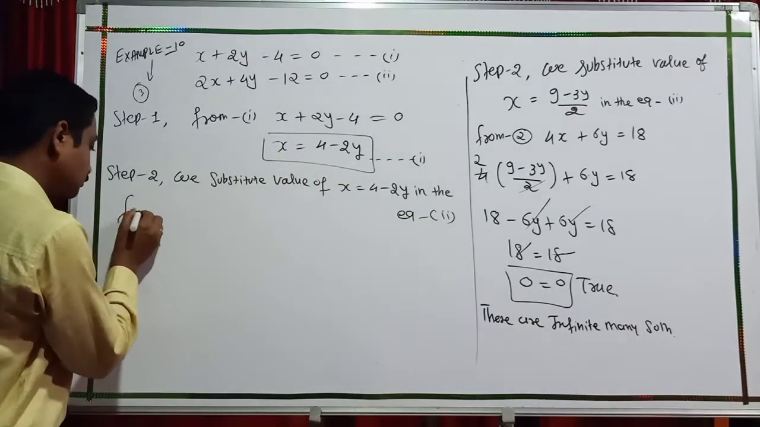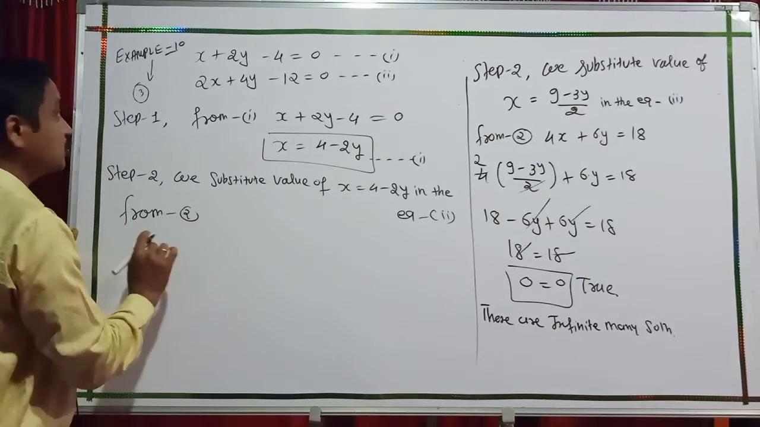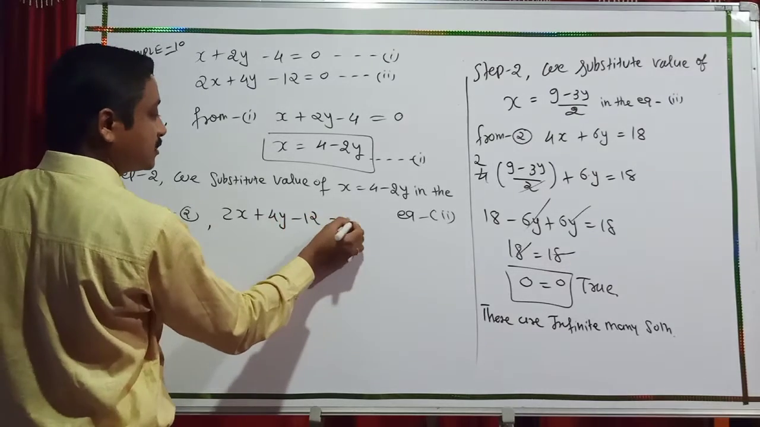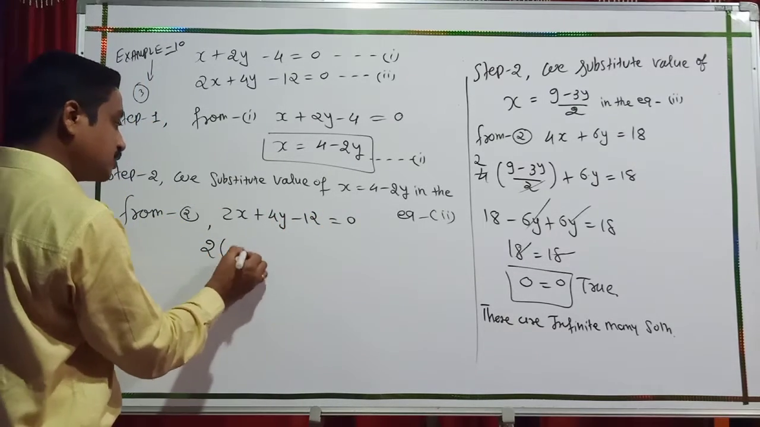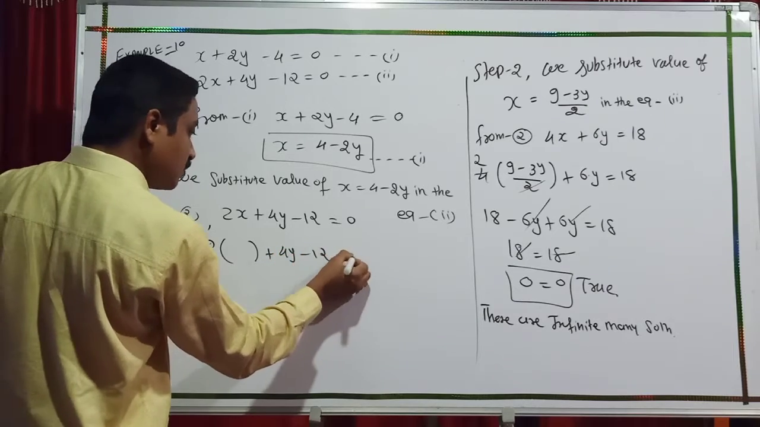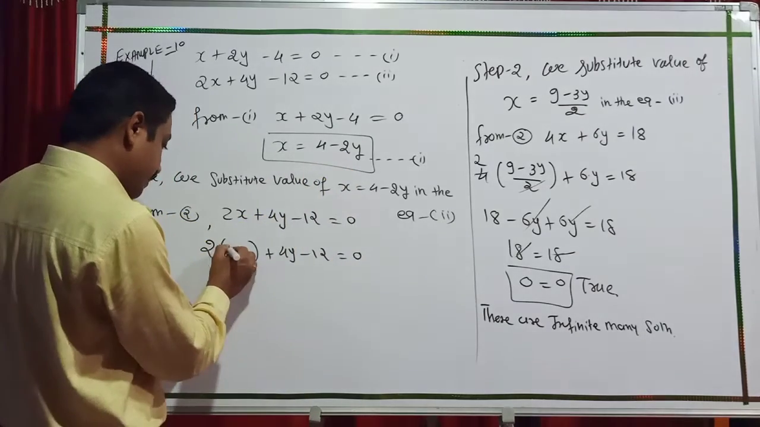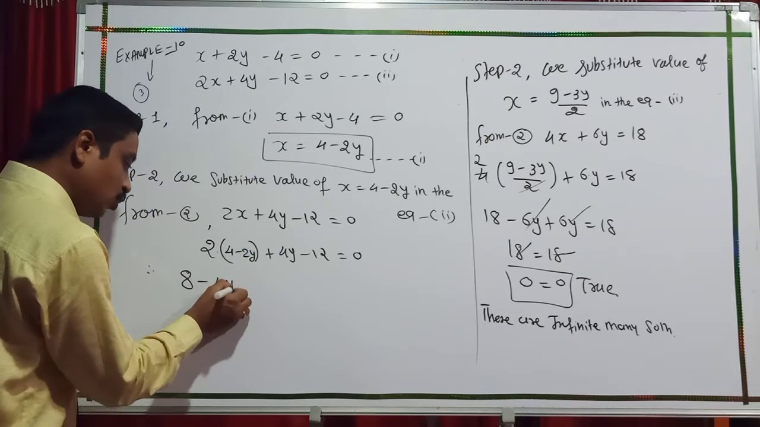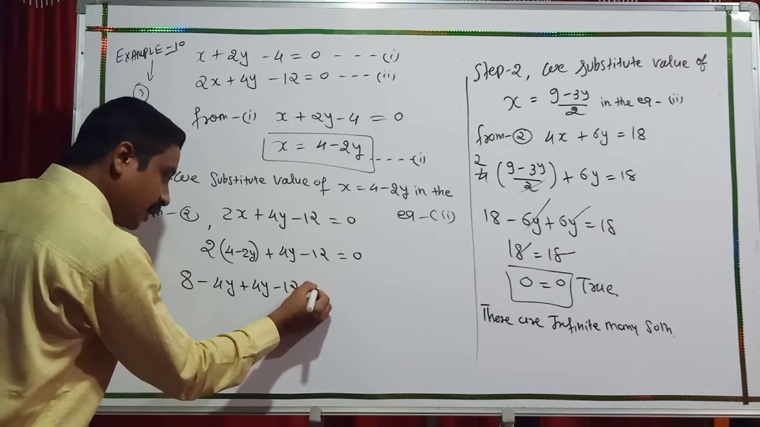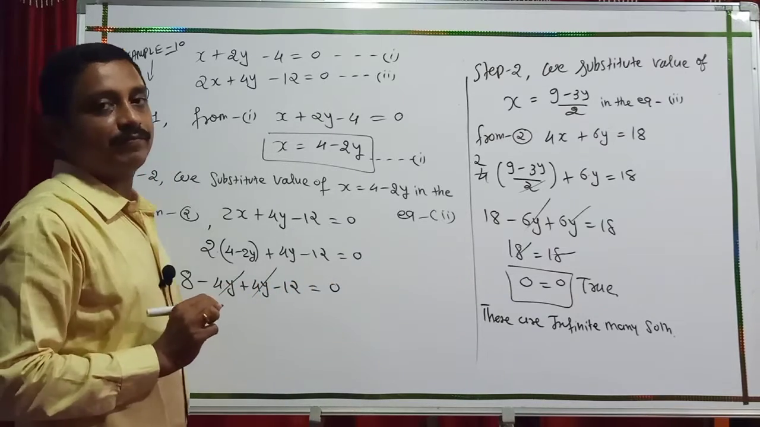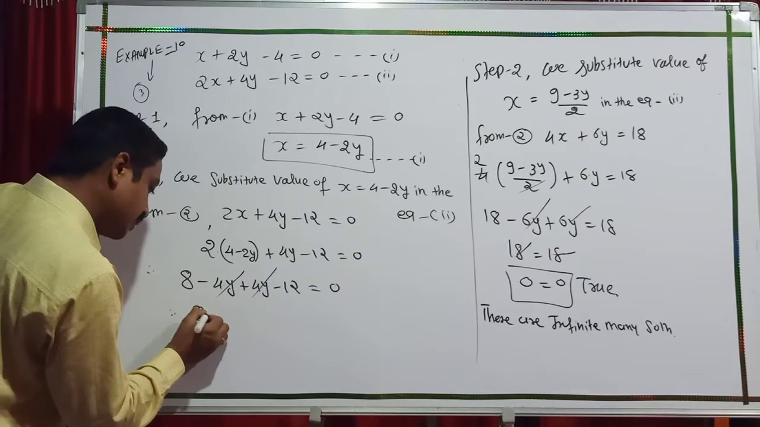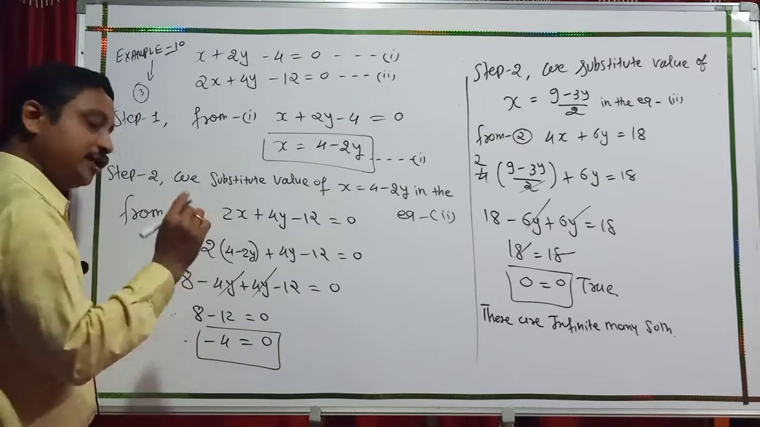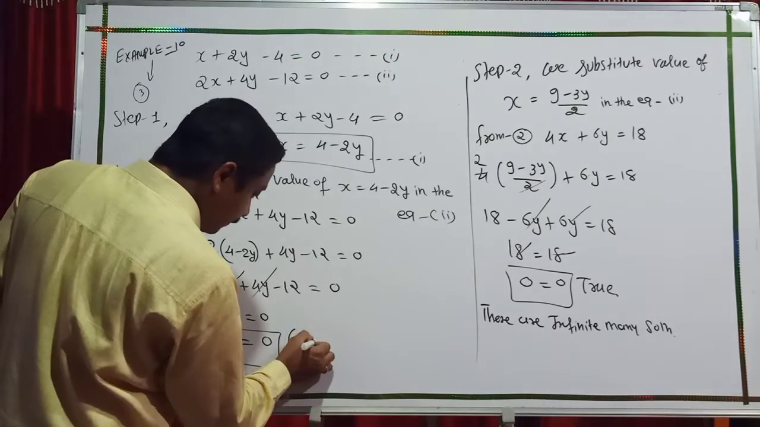So from 2, what is from 2? These are 2x plus 4y minus 12, and apply the value for x, 4 minus 2y, in this equation. So what do you get? 4 2s are 8, 2 2s are 4, and same as 4y, 12 as it is. Students, 4y and 4y cancel. You get only 8 minus 12, and how much is it? Minus 4. But check, minus 4 and 0 are not the same. It is a false statement.